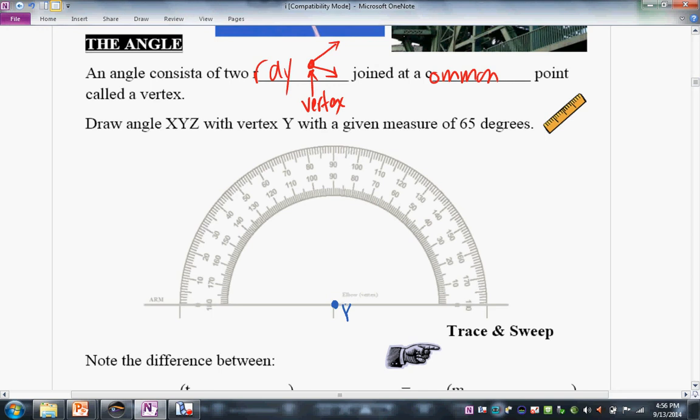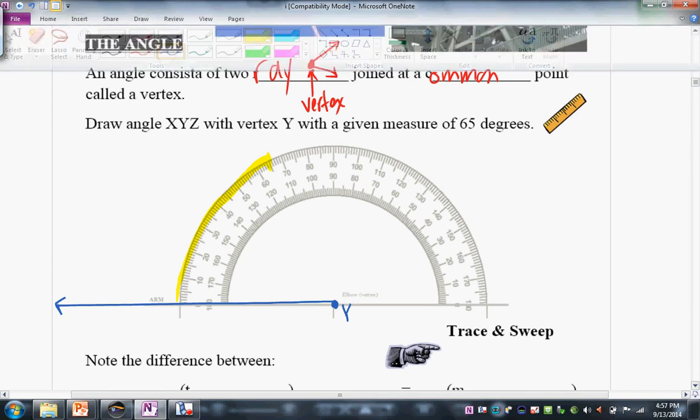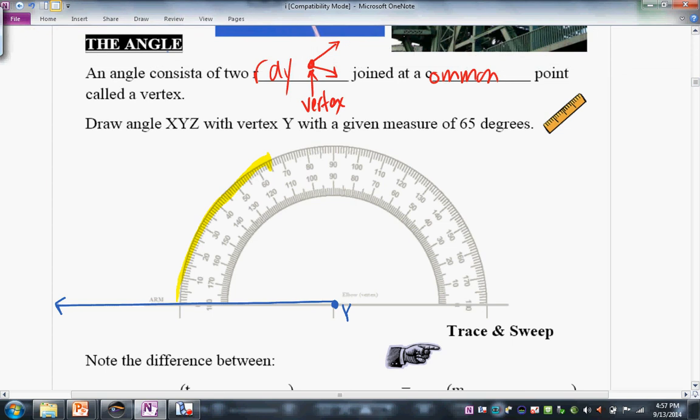But I'm going to start by drawing a straight anchor line, or what I call an arm line. And I'm going to go up the protractor, 65 degrees. I'm going to draw that second ray.